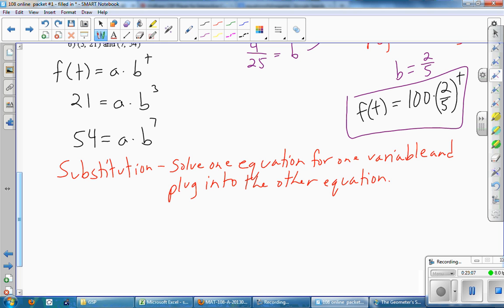Just going to box our final answer from before. Okay, so we're going to solve one equation for one variable. So let's go ahead and just arbitrarily solve this equation right here. We're going to solve it, and let's see, is it easier to solve this equation for A or for B? Well, let's see, if you solve for A, it's one step, just divide. If you solve for B, it's two steps, because you have to divide, and then you got to take a cube root. And that sounds kind of messy. So I'm just going to solve for A, because it seems like it's easier to do that.